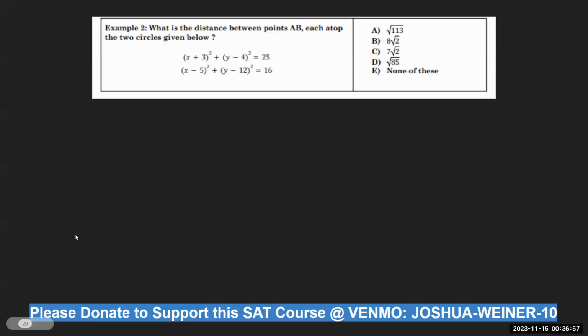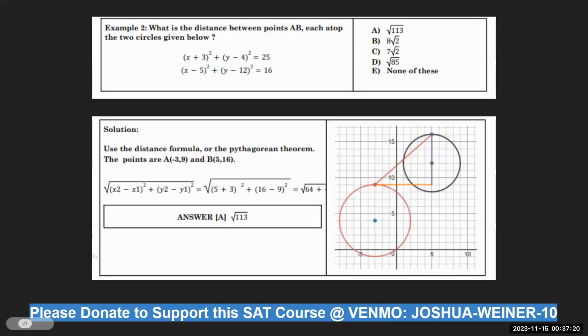Example 2. What is the distance between two points A, B atop the two circles given below? All right, so we have two circle equations. The first one is (x + 3)² + (y - 4)² = 25. The second is (x - 5)² + (y - 12)² = 16. What we'll do here is draw them on the coordinate plane with Desmos. So use the distance formula or the Pythagorean theorem for the points on the top of the circle.